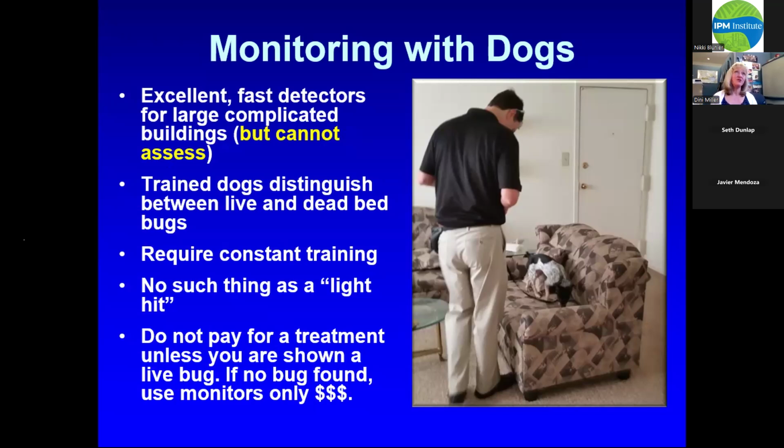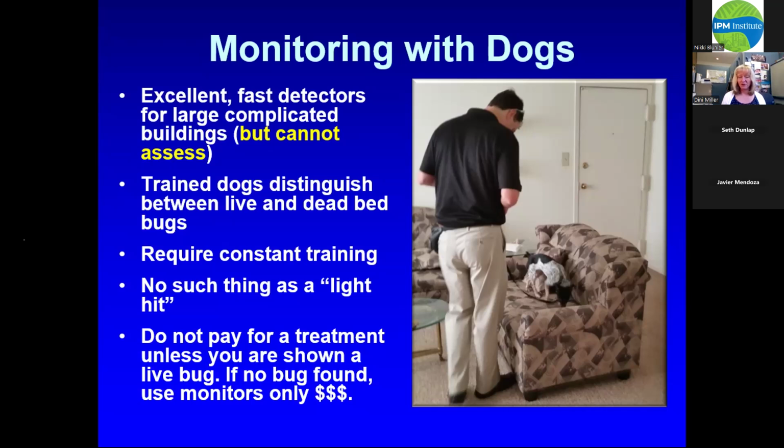I ran into a situation at Virginia State University where they had a dog do an inspection, and the dog signaled supposedly on a dead bug. And they said, oh, there was a bed bug that was here before. And I'm like, really? Did you see the bug? No, but the dog signaled, so there must have been a bug there before. Well, no, they're not trained to do that.